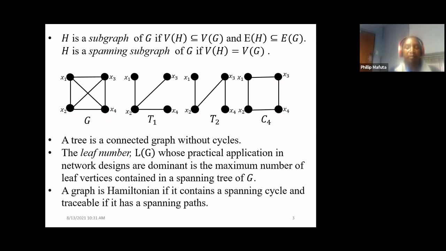As we said before, the leaf number is linked to the concept of traceability and Hamiltonicity. We define a Hamiltonian graph to be a graph that contains a spanning cycle, and a traceable graph to be a graph that contains a spanning path. So this graph G here, you can see that C4 is a cycle containing all the vertices, so it's Hamiltonian. And therefore it's also traceable. It follows that every Hamiltonian graph is a traceable graph.